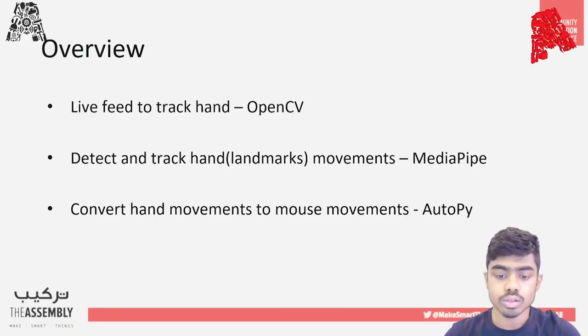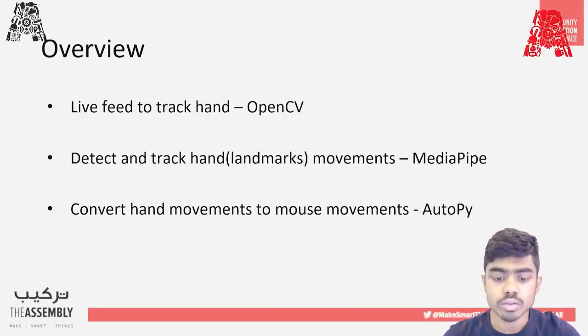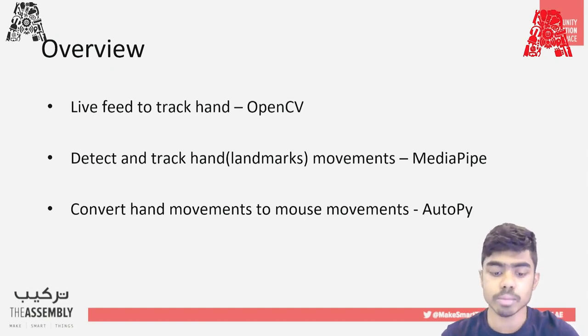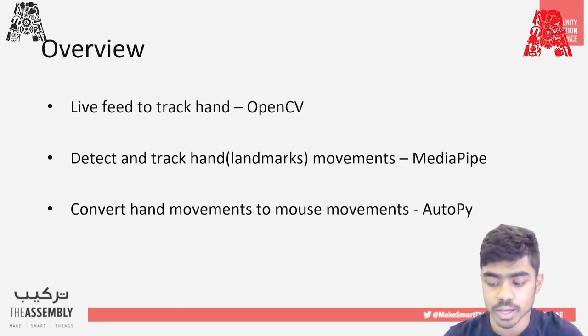My name is Keenan, and today I will show you how to virtually control your mouse with Python using OpenCV, MediaPipe, and AutoPy. Let me give you an overview of today's workshop. This workshop is divided into three sections. First, we're going to take a live feed to track our hand using OpenCV. Then we're going to detect and track hand landmark movements using MediaPipe. Then once we convert the movements into coordinates, we can convert hand movements to mouse movements using AutoPy.